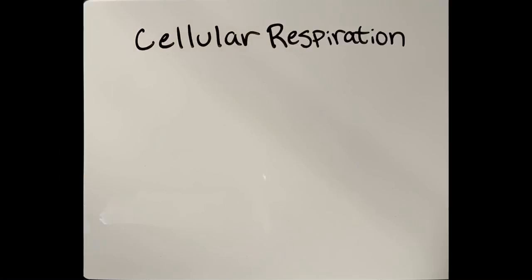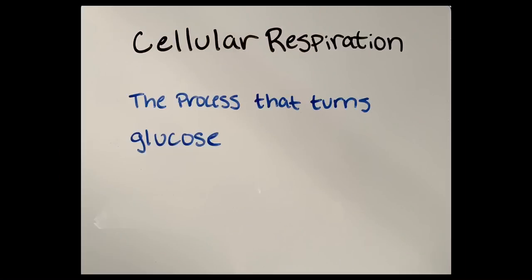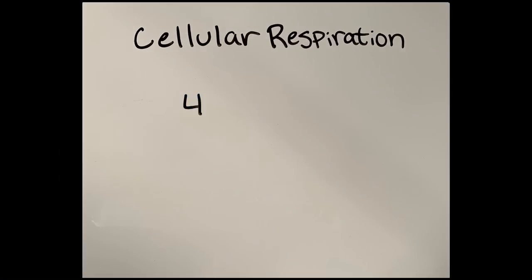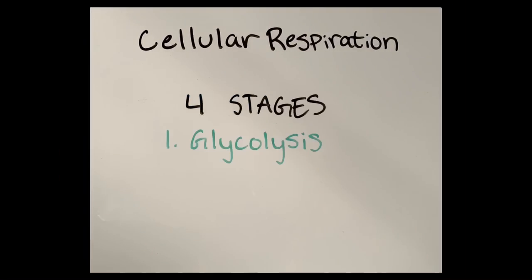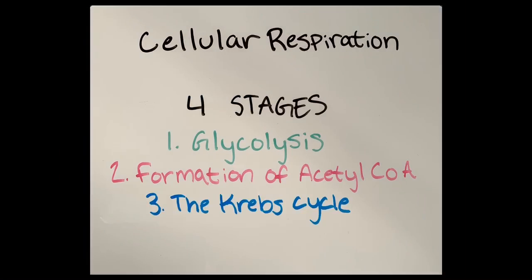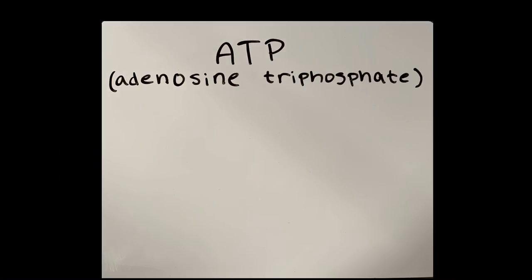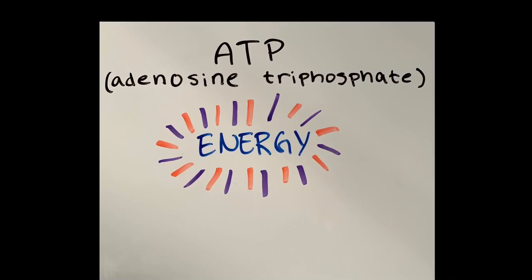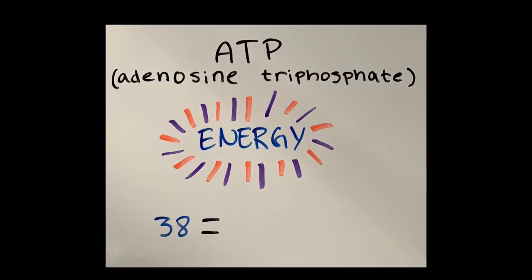Cellular respiration is the process that creates energy from the glucose we consume. This happens in 4 stages: glycolysis, formation of acetyl-CoA, the Krebs cycle, and the electron transport chain. ATP, or adenosine triphosphate, is the main source of energy in biological systems. Ideally, 38 ATP will be created during cellular respiration.